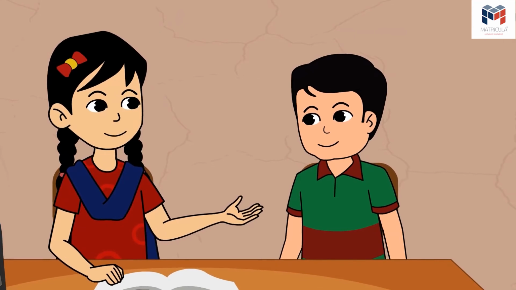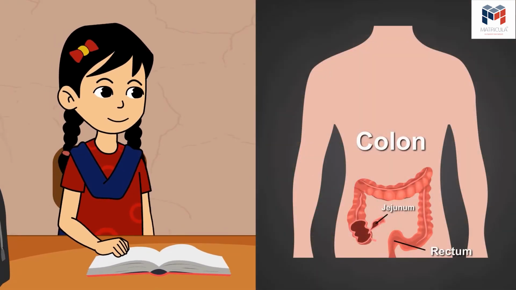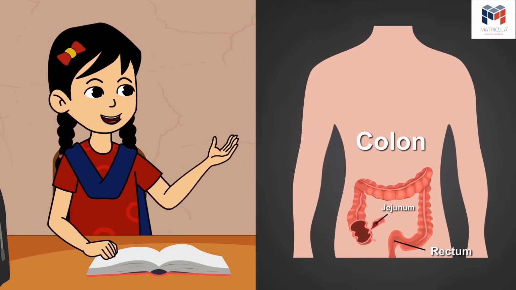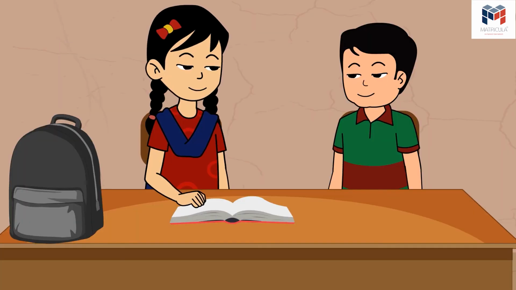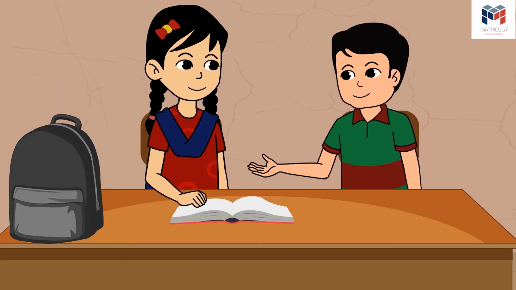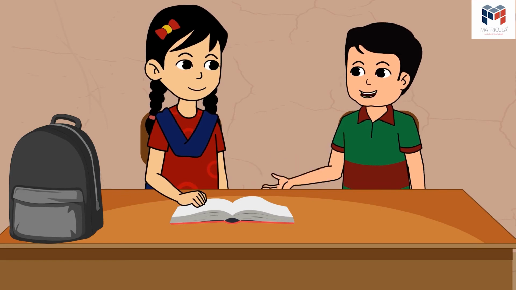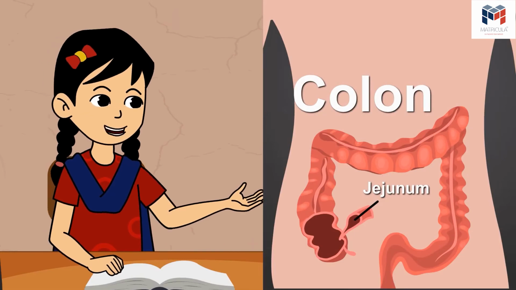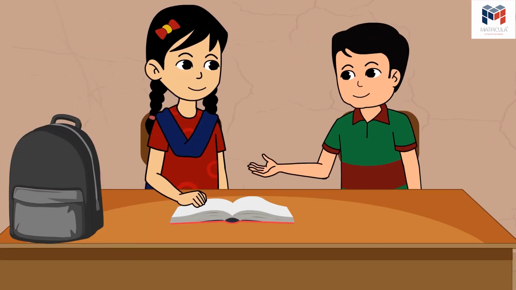No, Sonu. The food that is left undigested and unabsorbed enters the large intestine. The large intestine is wider and shorter as compared to the small intestine. The length of the large intestine is 1.5 meter. What? 1.5 meter? And the length of the small intestine is 7.5 meter. Then why is it called the large intestine? Because the diameter of the large intestine is 2 times bigger than that of the small intestine. Oh, now I understand.